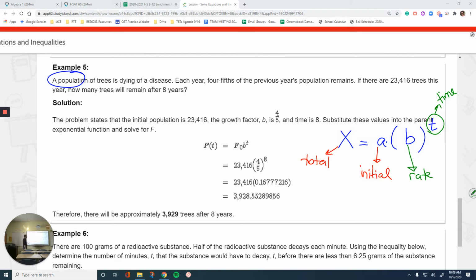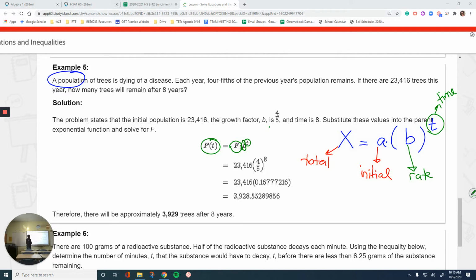A population of trees. If you look at this, the setting is the same as my setting, but it looks a little bit more crowded, complicated. So that's why I told you that it doesn't matter what letters you use as long as you know which one of them represents what. So in here, this is the total, F0 is the initial, B is the rate of increase or decrease, and T is the time. They are still the same things, they just look a little more complicated.